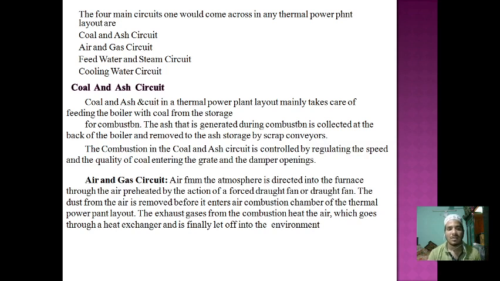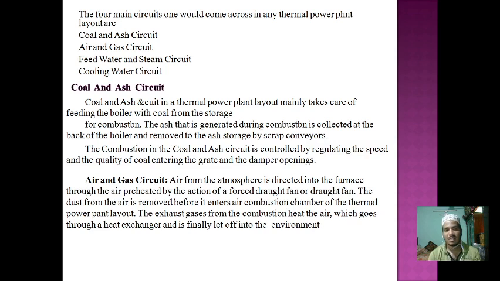Now we are discussing the four main circuits one should come across in any thermal power plant layout. Wherever there is a thermal power plant, the four main circuits should be considered. The first is the coal and ash circuit, then the air and gas circuit, then the feed water and steam circuit, and last is the cooling water circuit. What is the coal and ash circuit?